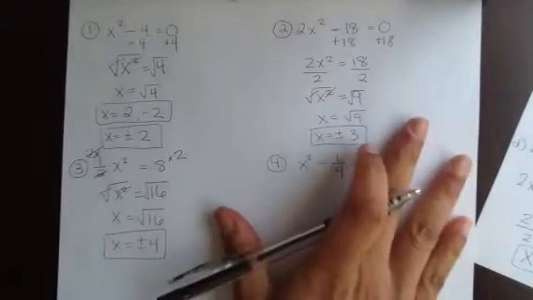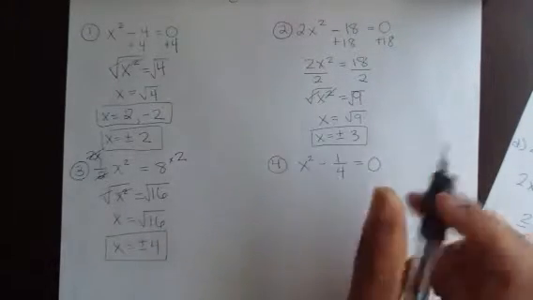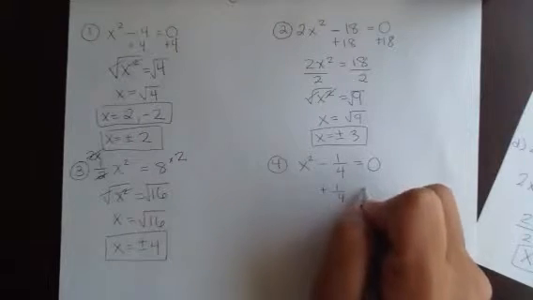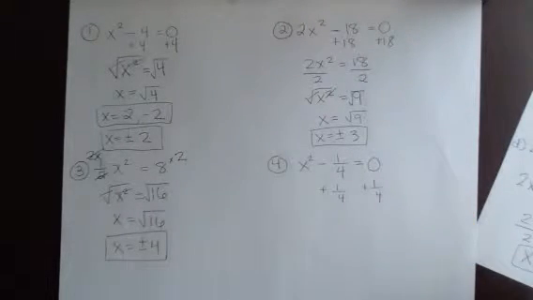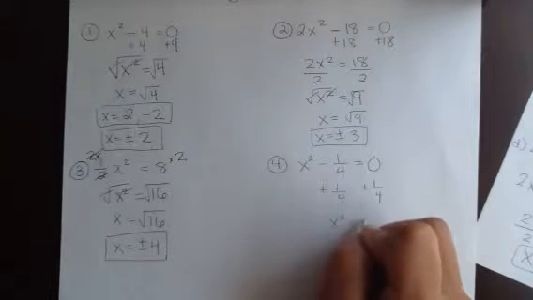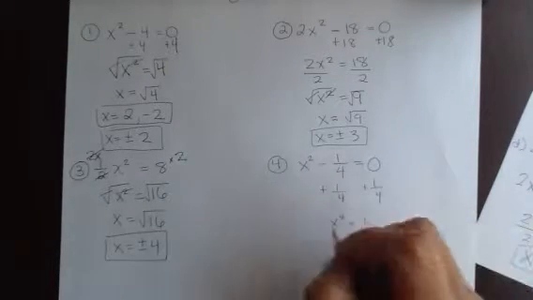Alright. For the next one, it looks a little weird, but it's still the same thing. In order to get the x squared, I have to add 1/4 to both sides. When I do that, I get x squared is equal to 1/4. The last thing to do is to find the square root of both sides.